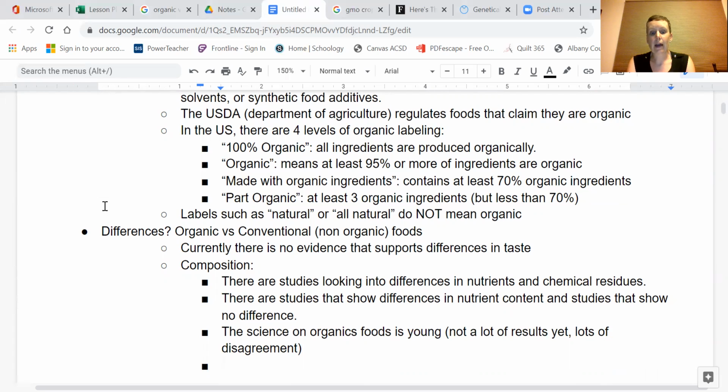One of the reasons why they have lots of disagreement too is many of them have confounding variables. You can't really tell what's causing the results. Okay, let's go back to that other graphic.